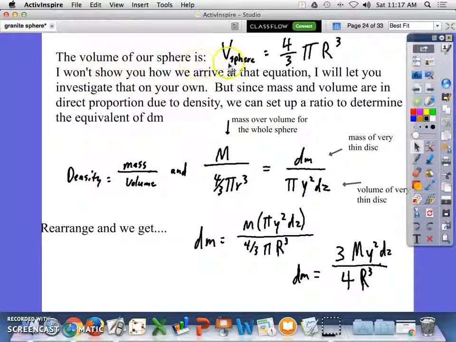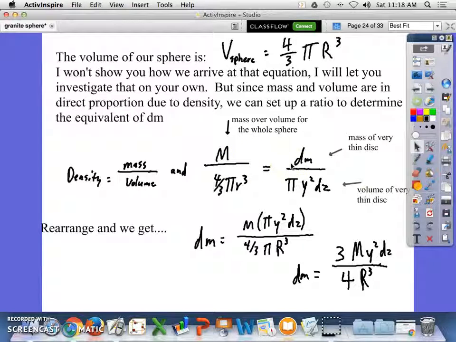Okay, the volume of our sphere is 4 thirds times pi r cubed. Now, I'm not going to show you how to do that today. You can do that one on your own, but that's an exercise that needs done too. Since mass and volume are in direct proportion because of this density equation, we can set up a ratio to determine the equivalent of dm. So if we take the mass over volume for the whole sphere, that should be equal to the mass of a very thin disk divided by the volume of a very thin disk, since it's the density of the same material.